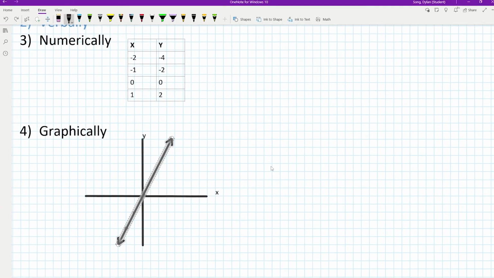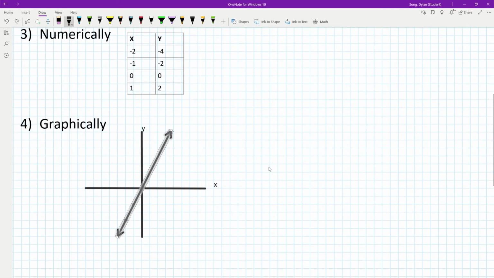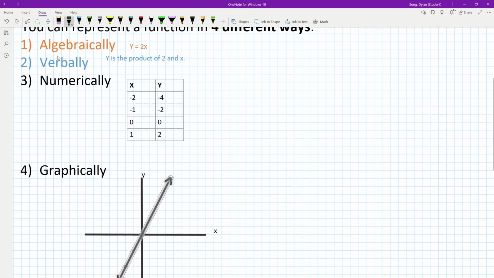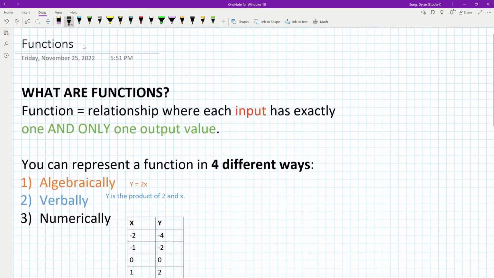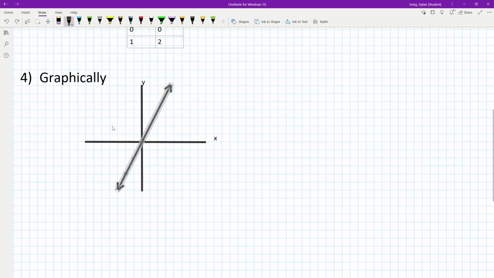All right, I'm going to move on to identifying functions now. If you had any questions on the definition of functions and expressing a function in 4 different ways, then please ask the question in the comments below, and I'll answer them as soon as possible. So let's move on to the next one, which is identifying functions.